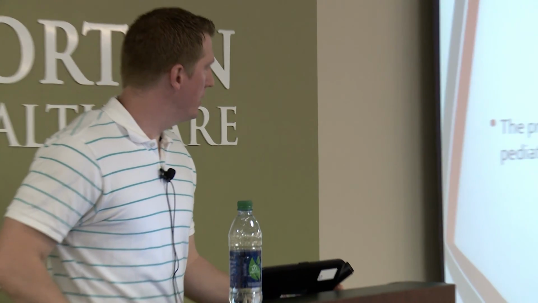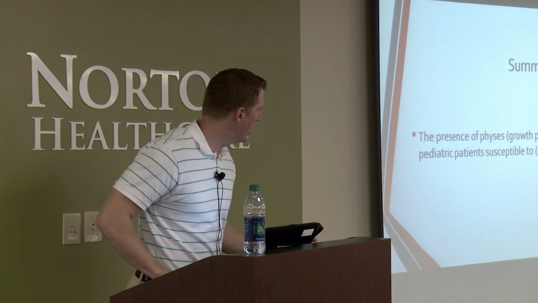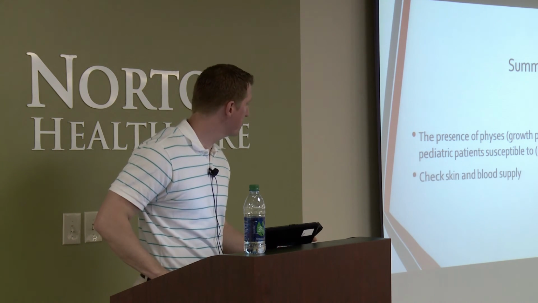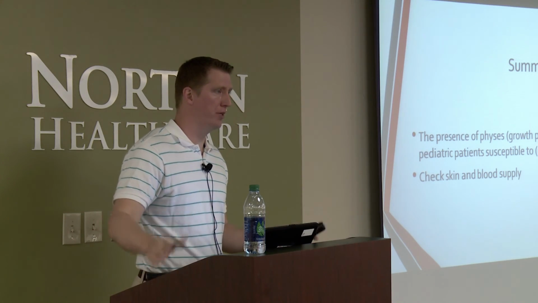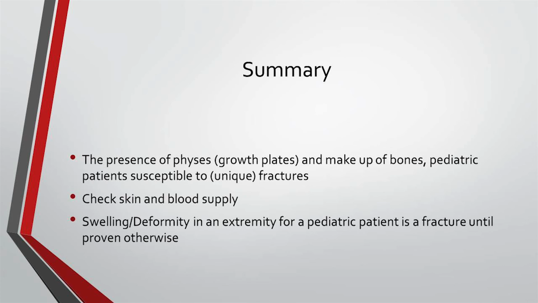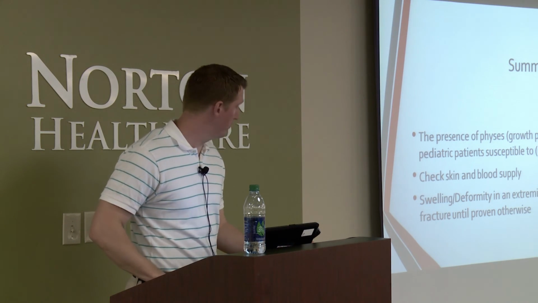So just in summary, the presence of physes or growth plates and the makeup of pediatric bones make pediatric patients susceptible to unique fracture patterns. In the acute injury setting, you want to make sure you check the skin and the blood supply. And swelling and deformity in an extremity for a pediatric patient is a fracture until proven otherwise.